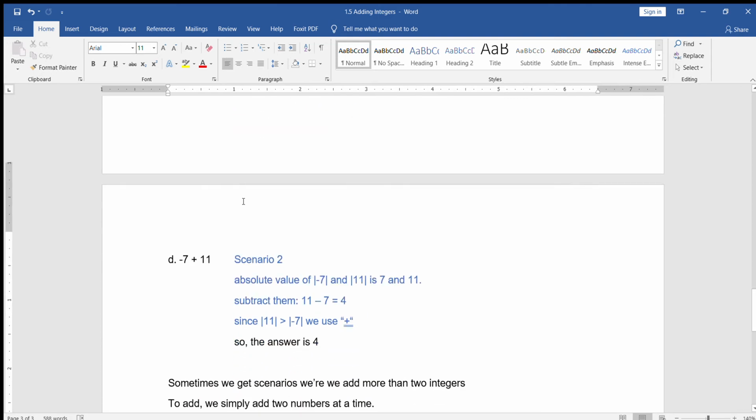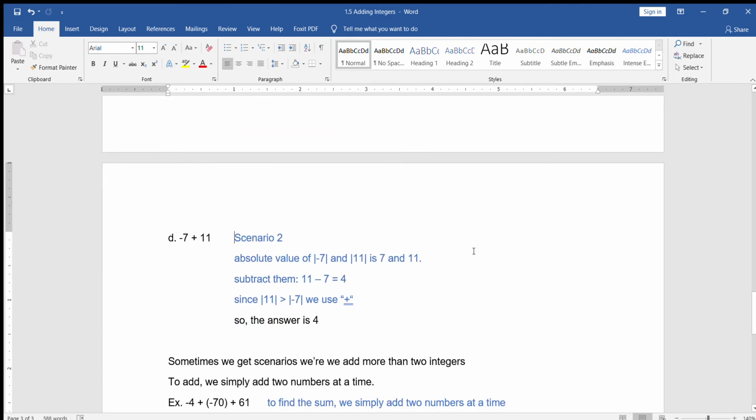Now let's try some scenarios. Another scenario, negative 7 plus 11. Again, this is scenario 2. We're going to find the absolute value of negative 7 and 11, which are 7 and 11. Oh, my English is so bad. Are 7 and 11. And then we're going to subtract them.